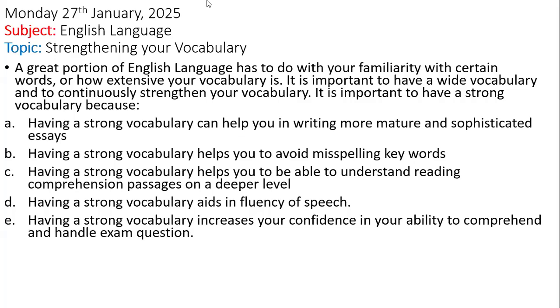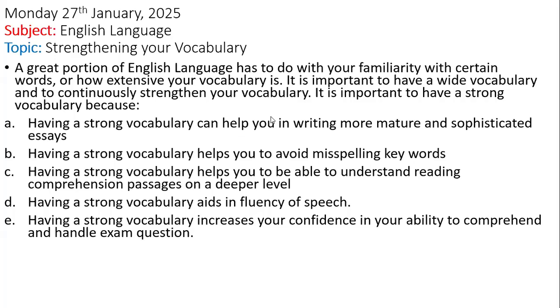So having a strong vocabulary is important for at least four reasons. What are the four reasons that we mentioned? Why should you have a strong vocabulary? It helps you avoid misspelling words. It helps you to be more fluent. It helps you to sound more mature and sophisticated. And it increases your confidence in your ability to comprehend and handle exam questions. Excellent. Very good.